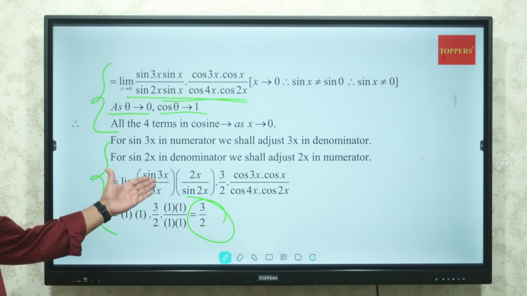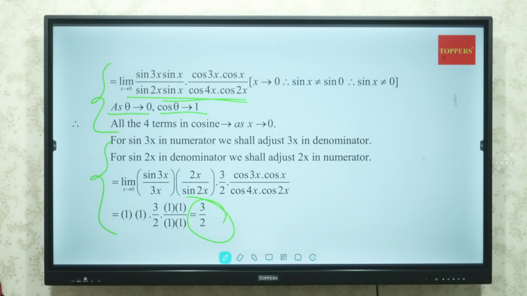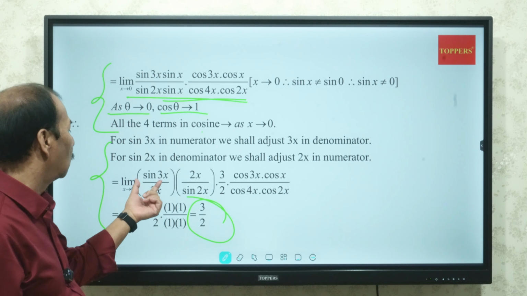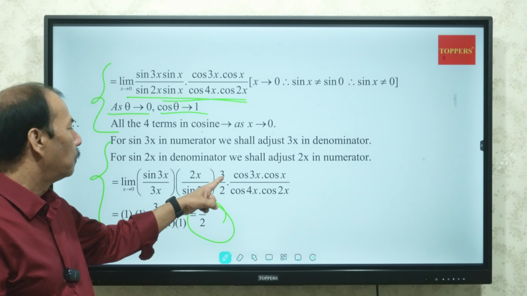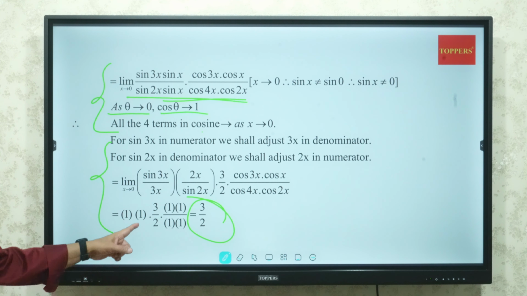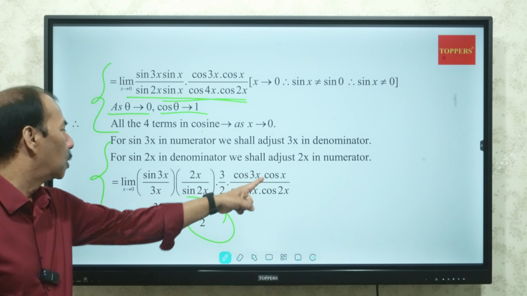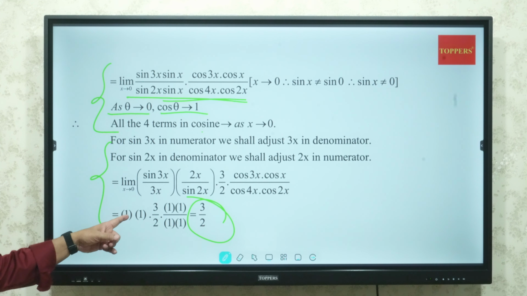So putting the value, sin 3x upon 3x becomes what? 1, because sin x upon x is 1 when x tends to 0. So using that concept, this will become 1, 2x upon sin 3x. Similarly, you can consider this. So it is 3 by 2 into 1 upon 1 into 1. So finally it is 3 by 2. I hope this is clear. So we can proceed further.